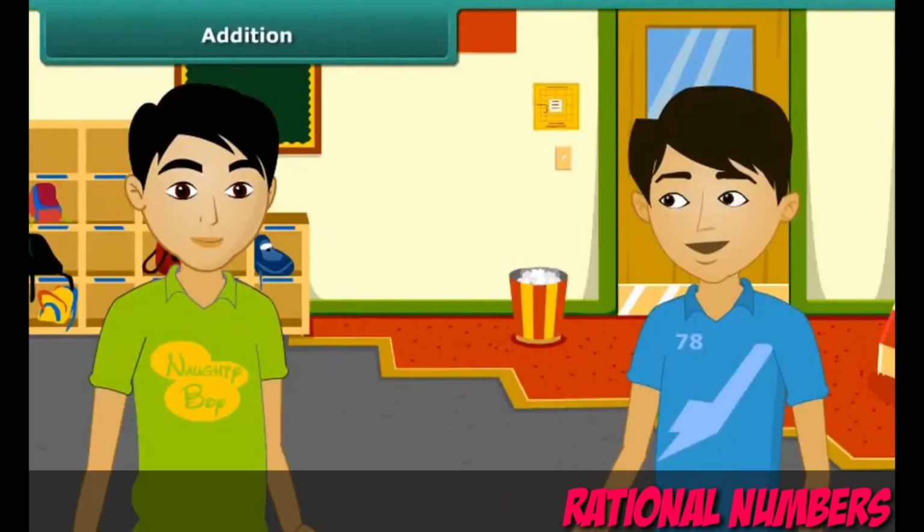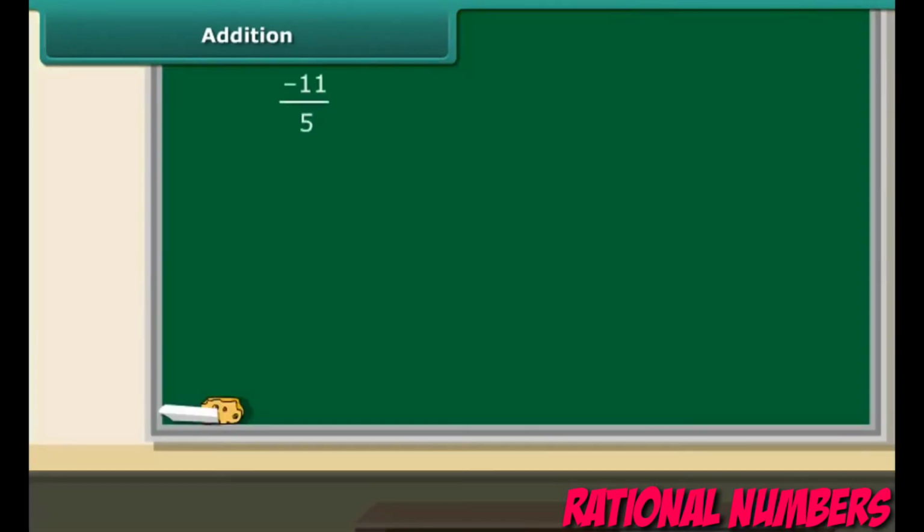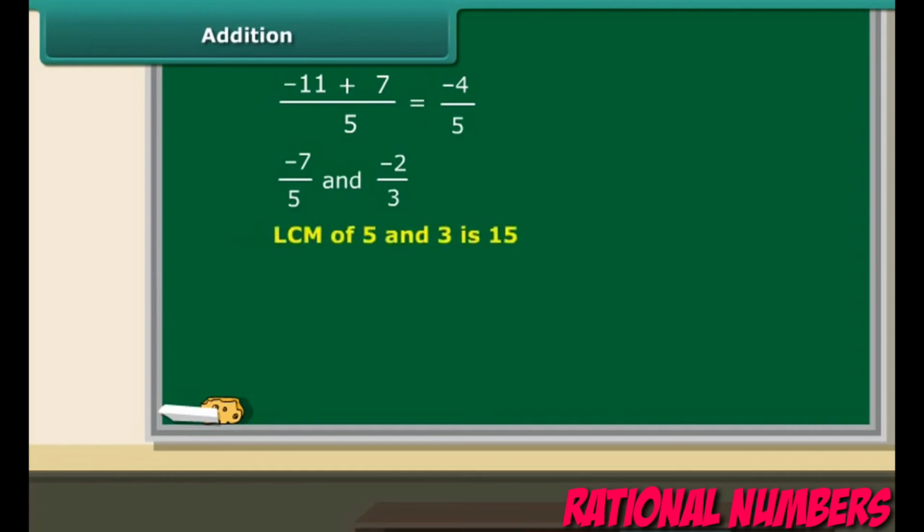Can we add rational numbers? Yes. If the denominators of the rational numbers are the same, then we just add the numerators. For example, minus 11 by 5 plus 7 by 5 is equal to minus 11 plus 7 by 5, which is equal to minus 4 by 5. And if the denominators of the rational numbers are not the same, firstly we find the LCM of the denominators. Here the LCM is 15.